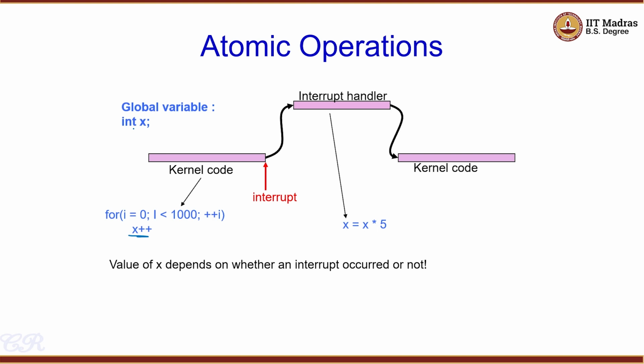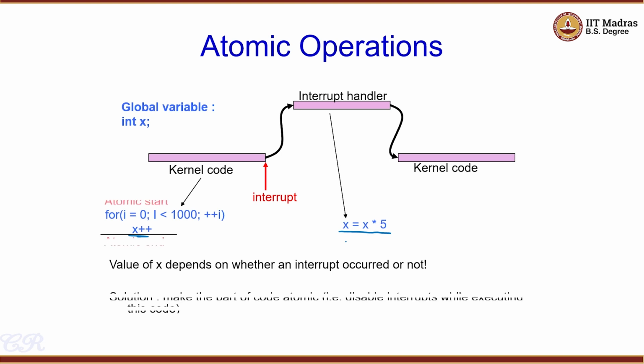Now, what you see is that in the interrupt handler, this value of x is simply multiplied by 5. Therefore, what you can observe is the final value of x depends on whether an interrupt occurred or not, right. So, we do not want this to happen because this will create some indeterminism. We want the value of x to be deterministic.